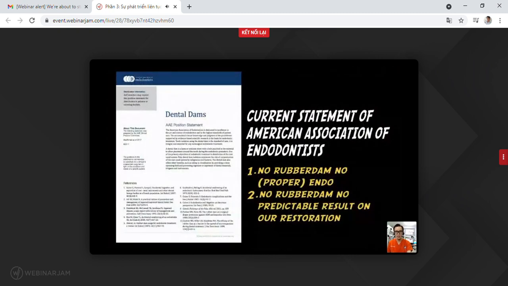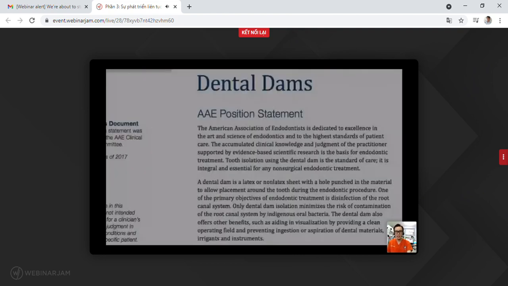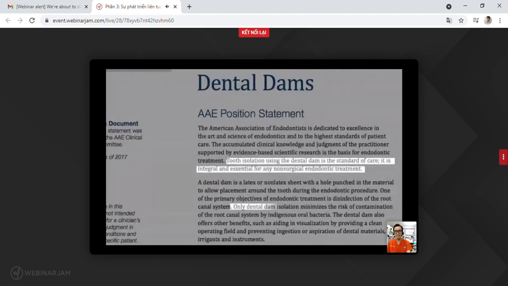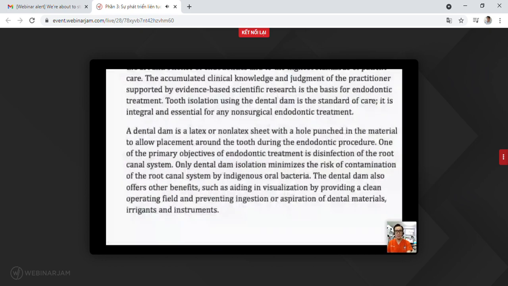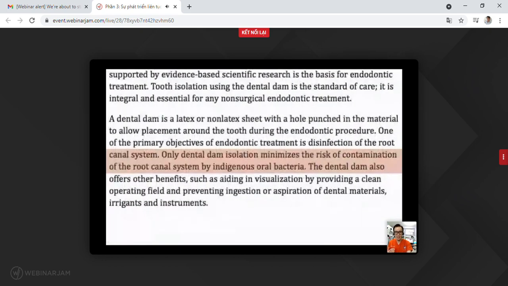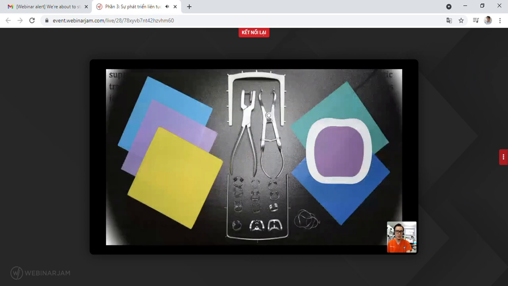This is from the American Association of Endodontists, stating that only tooth isolation using a dental dam is the standard of care. It is integral and essential for any non-surgical endodontic treatment, and only rubber dam isolation can minimize the risk of contamination of the root canal system by indigenous oral bacteria. So please use rubber dam.